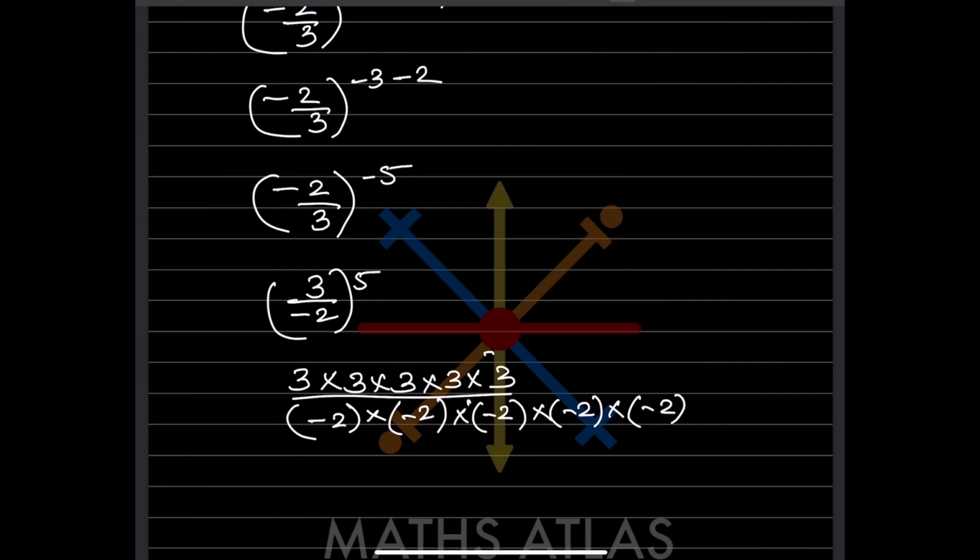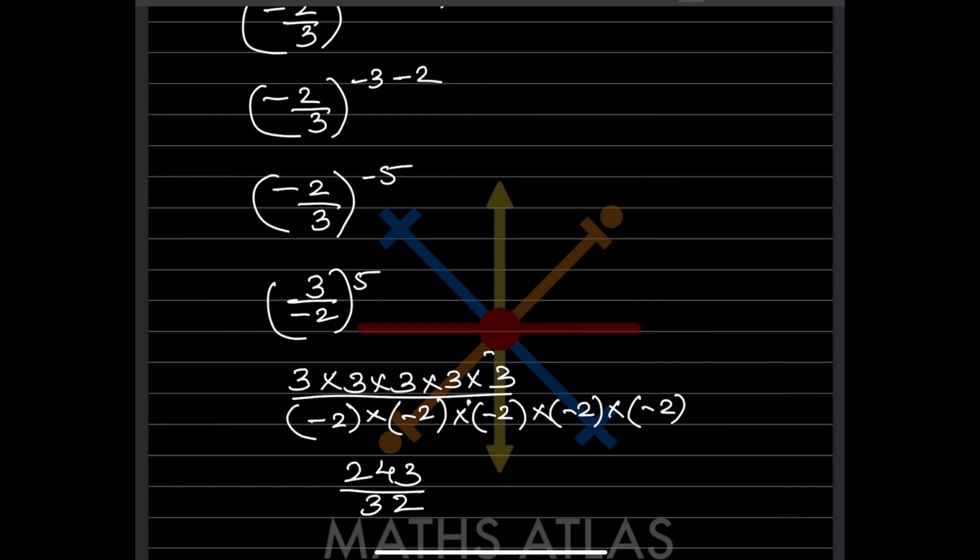So what will you get as the answer? This will be 3 3s are 9, 9 3s are 27, 27 3s are 81, and this is going to be 243. And here 2 2s are 4, 4 2s are 8, 8 2s are 16, and 16 2s are 32. So you can write here 243 by 32.